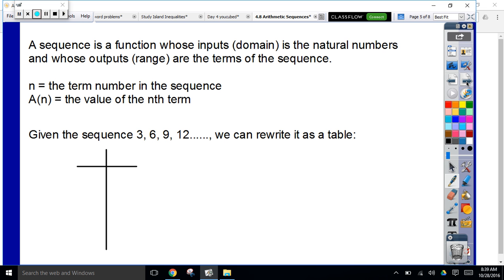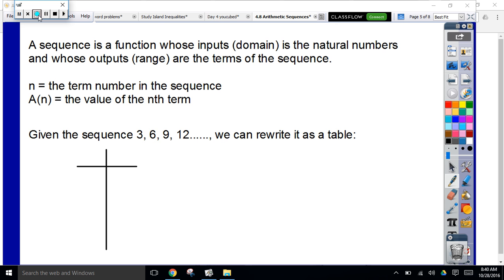A sequence is a function whose inputs, or domain, is the natural numbers, and whose outputs, or range, are the terms of the sequence. So the inputs, meaning the natural numbers, is just 1, 2, 3, 4, 5. So if we have a sequence, like the sequence down here, 3, 6, 9, 12, this is the first term, second term, third term, fourth term. So our domain is just 1, 2, 3, 4. Okay, and then the outputs, or the range, are the terms of the sequence.